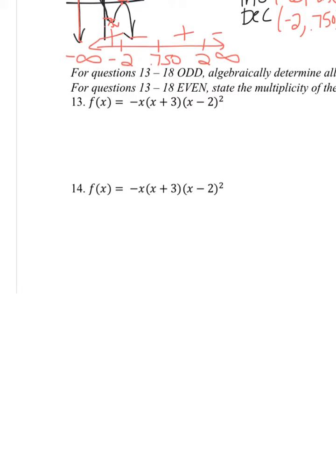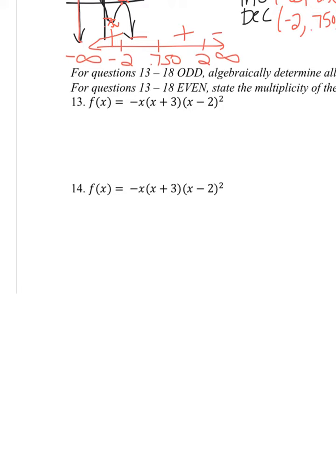13 through 18 odd, I'm finding the intercepts, and then 13 to 18 even, so 13 and 14 go together. I'm going to find the multiplicity for 14. So let's do 13 first, obviously. So I'm determining all intercepts. So that means I need to find the x and the y.